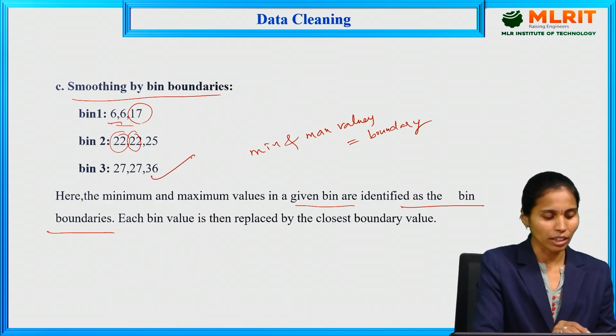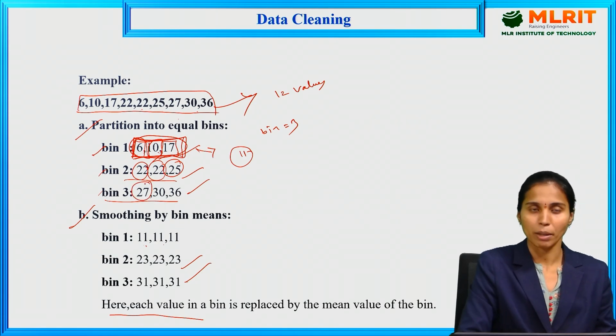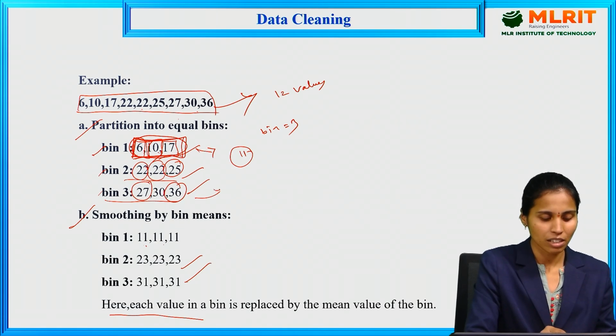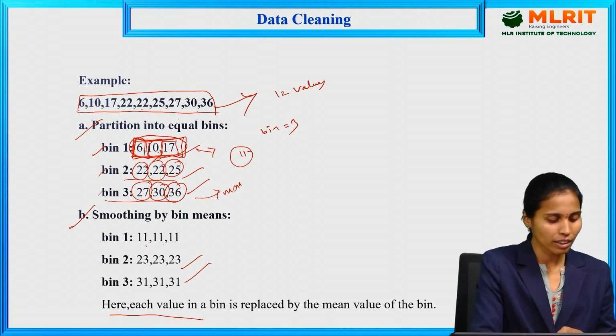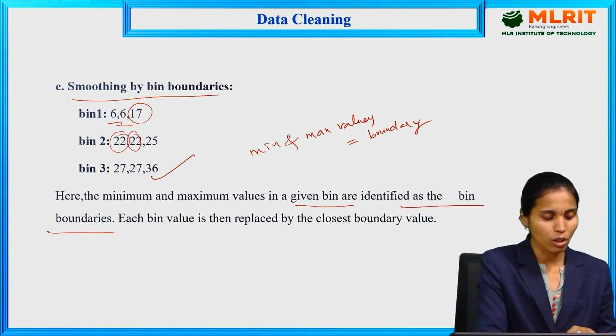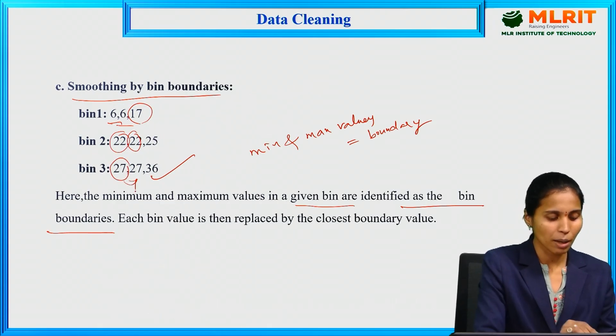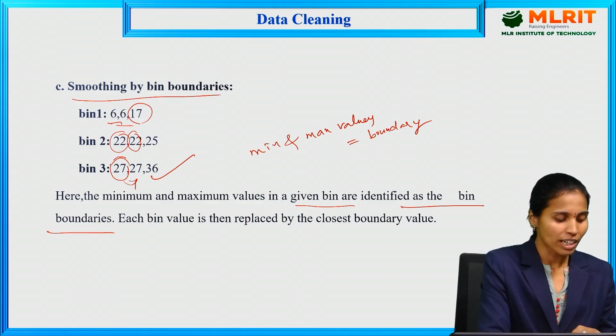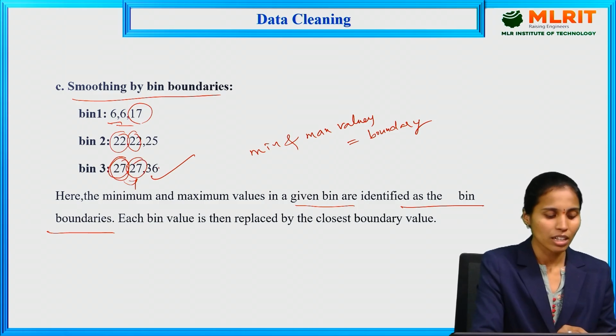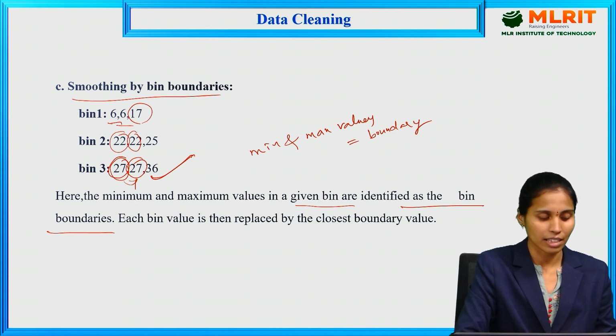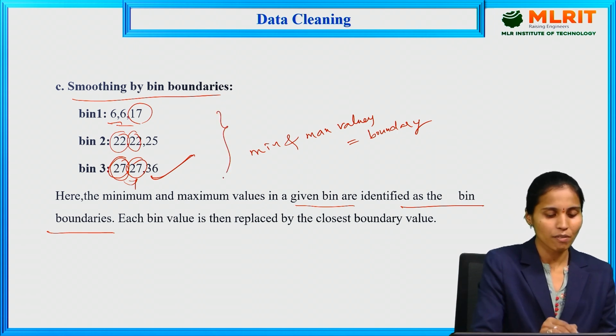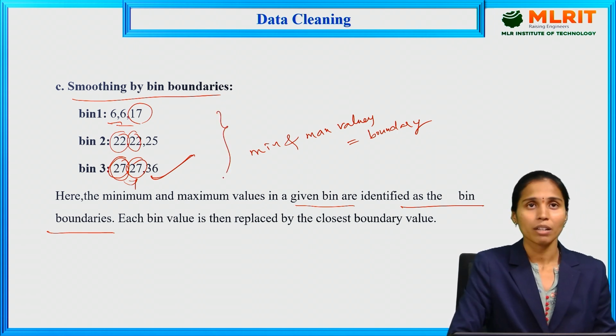In bin 3, 27 is the minimum and 36 is the maximum. So which one is nearer to 30? 27 is nearer to 30. So 27 is replaced with 27, and 30 is replaced with 27. Again, the maximum boundary is 36. So in this way, we need to do the binning method.